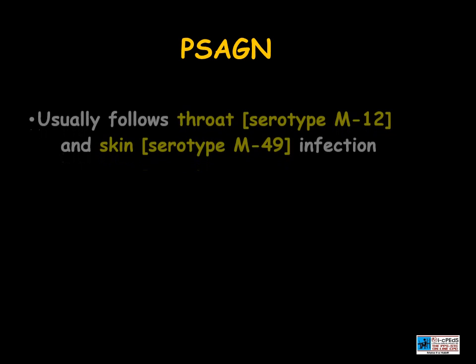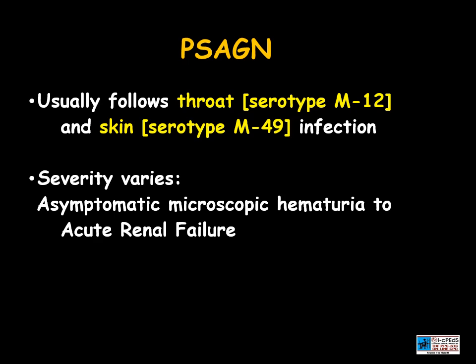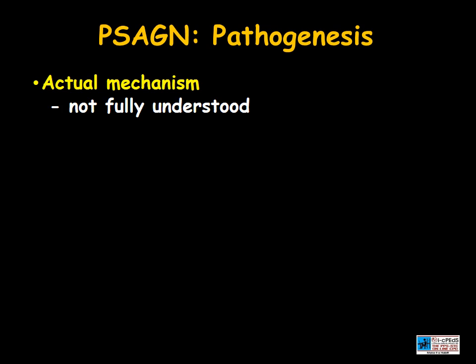There are several nephrogenic strains of group A beta hemolytic strep that can cause AGN, most common of which is serotype M12 for pharyngitis and serotype M49 for skin infection. Severity may vary from asymptomatic to patients who develop complications such as acute renal failure. Let us now deal with the pathogenesis of the disease. The actual mechanism is not fully understood.